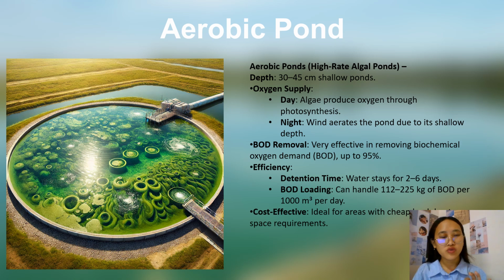Aerobic ponds are also known for having high biochemical oxygen demand removal potential and are ideal for areas where the cost of land is not expensive. So these ponds include a detention time of 2 to 6 days, a BOD loading rate between 112 and 225 kg per 1000 meter cube per day, and BOD removal efficiency of 95%, right? So this picture depicts an aerobic pond where we can see the sunlight and wind and algae as well.